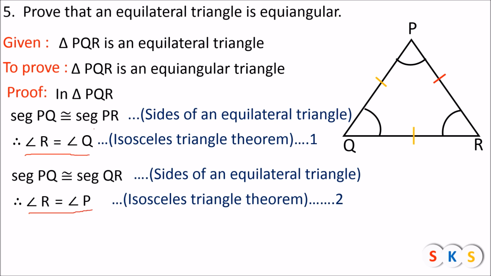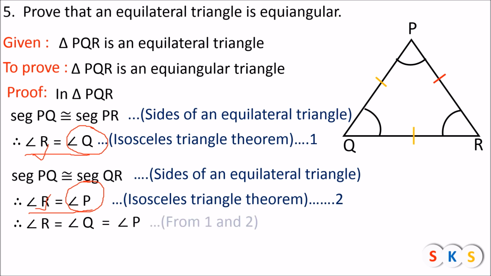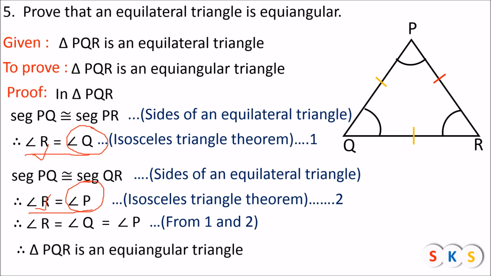So here angle Q and angle P are both congruent to the same angle R. It means all three angles are congruent to each other. So angle R is congruent to angle Q, congruent to angle P. This we got from equations 1 and 2. Now all three angles of this triangle are equal, correct? Therefore triangle PQR is an equiangular triangle.